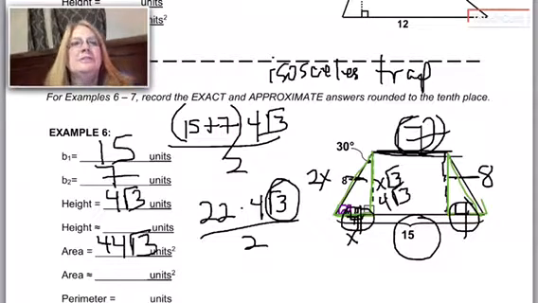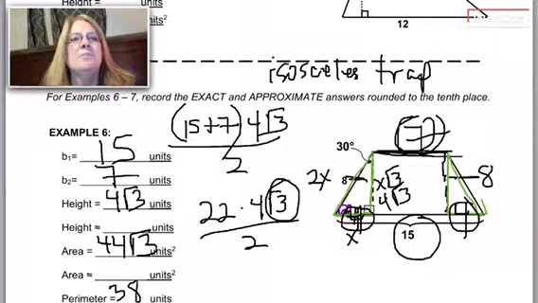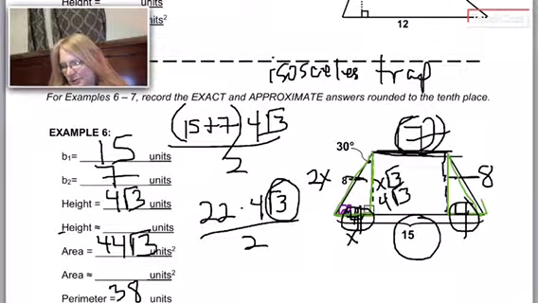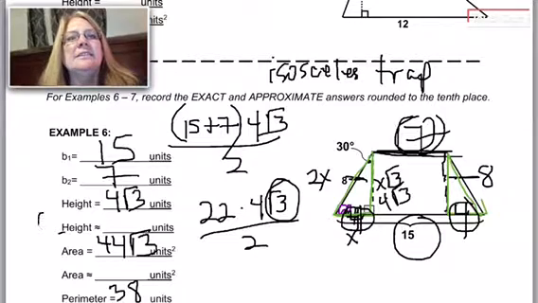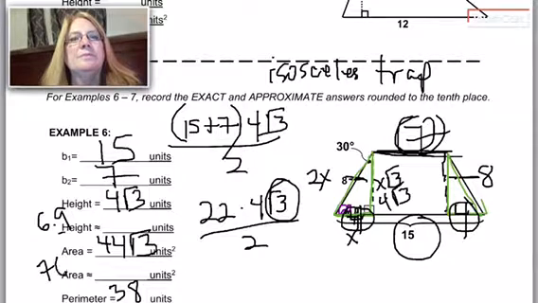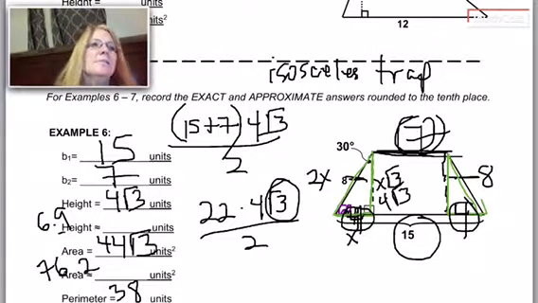I got 38. Okay, and then just go back and fill in the approximate height: 4 times the square root of 3 is 6.9, and 44 times the square root of 3 is 76.2.